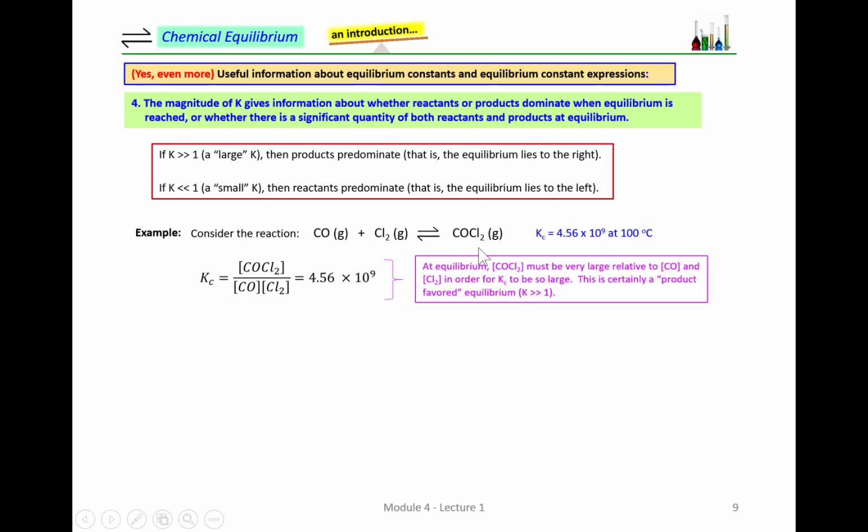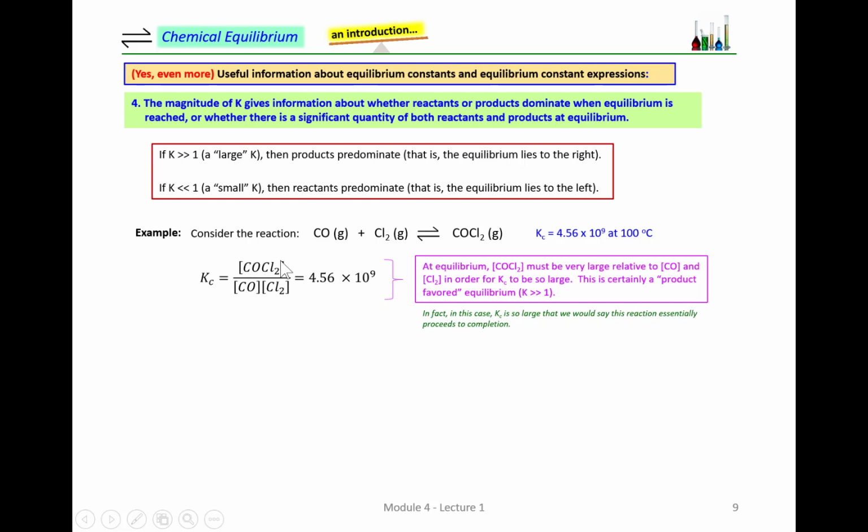In fact, this Kc is so large that we'd probably say this reaction essentially proceeds to completion, because this number is so large, it's telling us that the concentration of reactants at equilibrium is ridiculously small. There's hardly any left, and the concentration of product is very large.